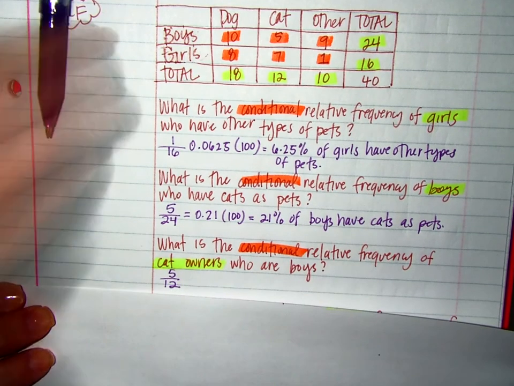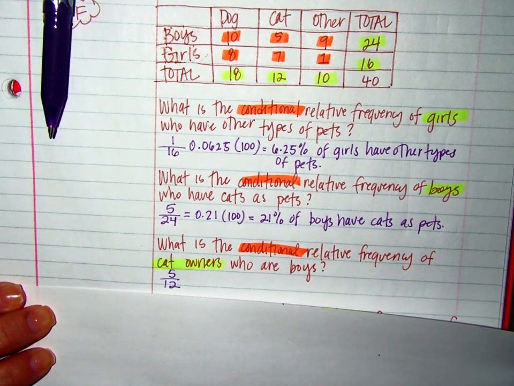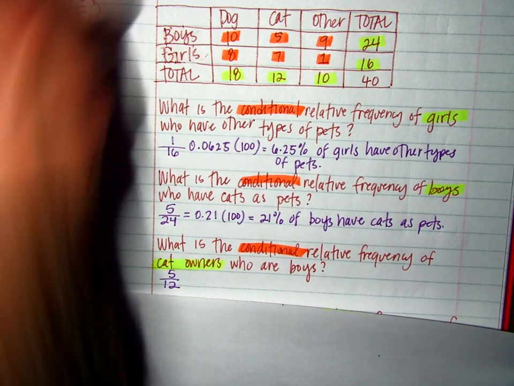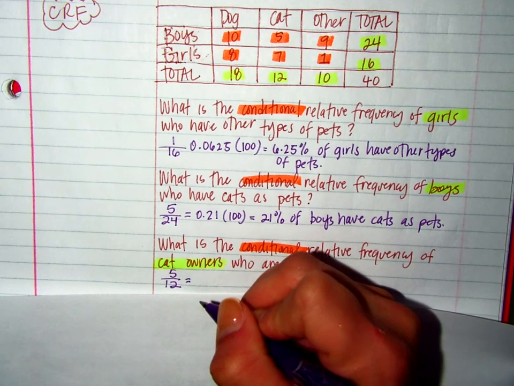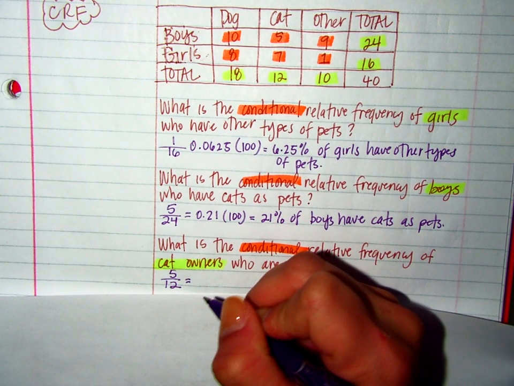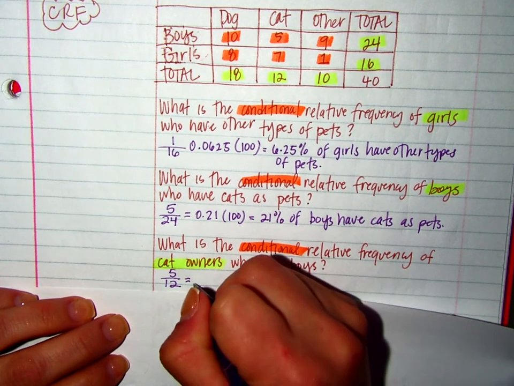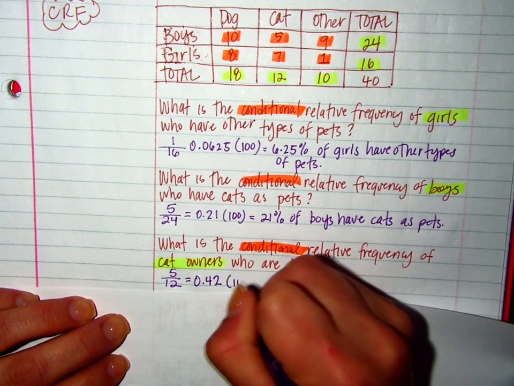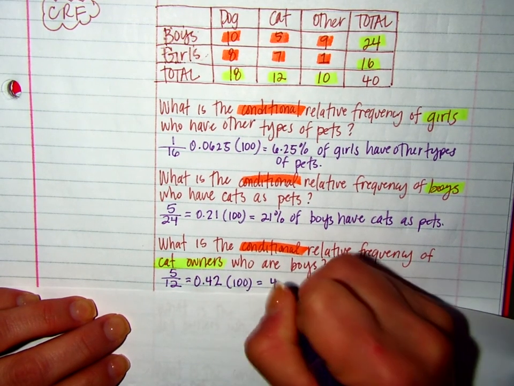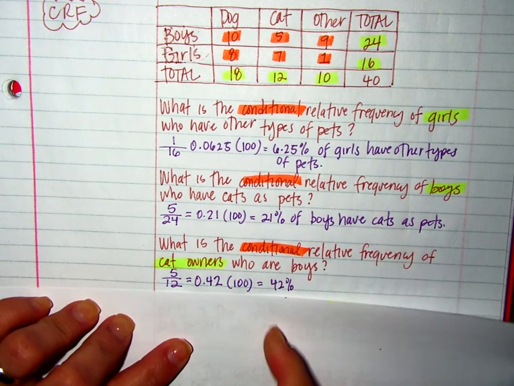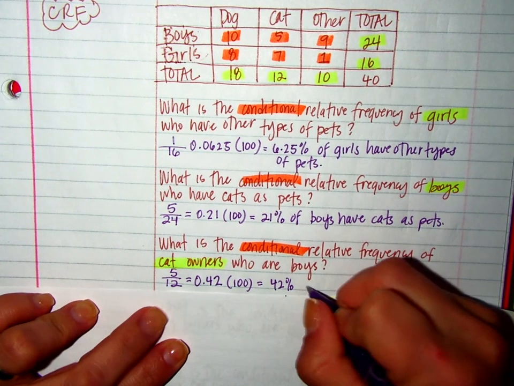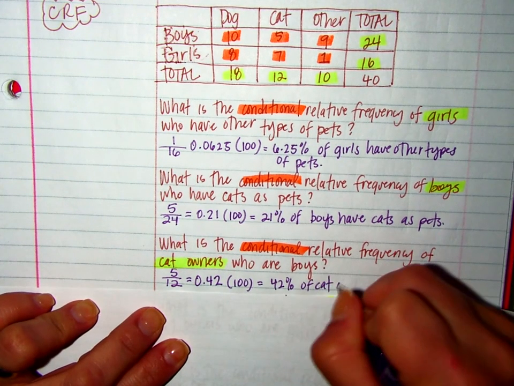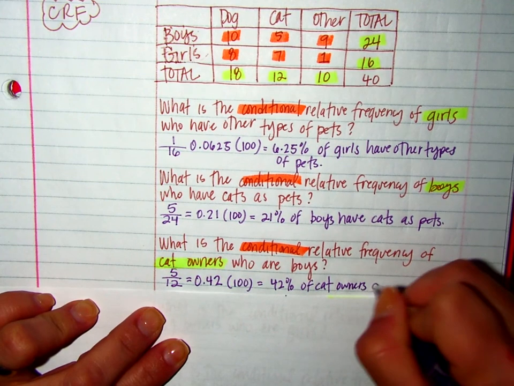You can pause that, solve it, and then we check back together. I'm going to divide the 5 by 12. And then I get 0.416666. So I'm going to round again to the nearest hundredth, and I get 0.42. I'm going to multiply that by 100, and I got 42%. Now again, what are we talking about? 42% of cat owners are boys. Okay?